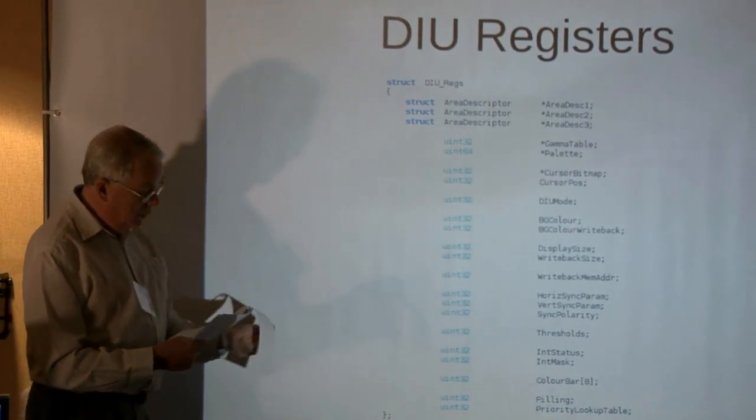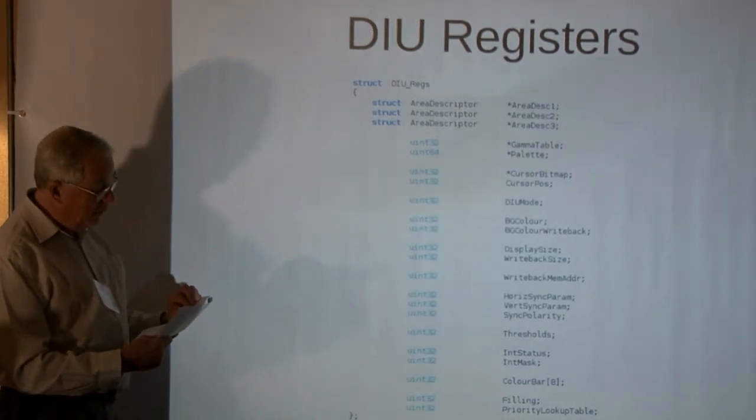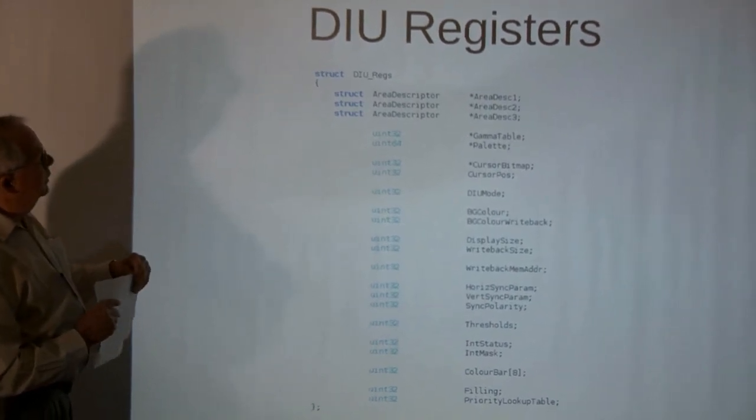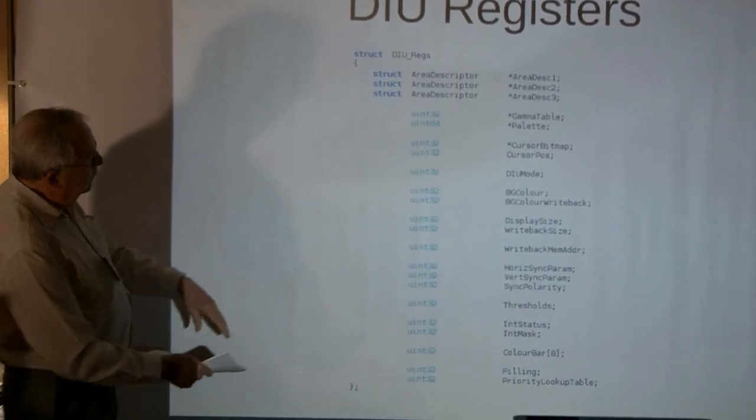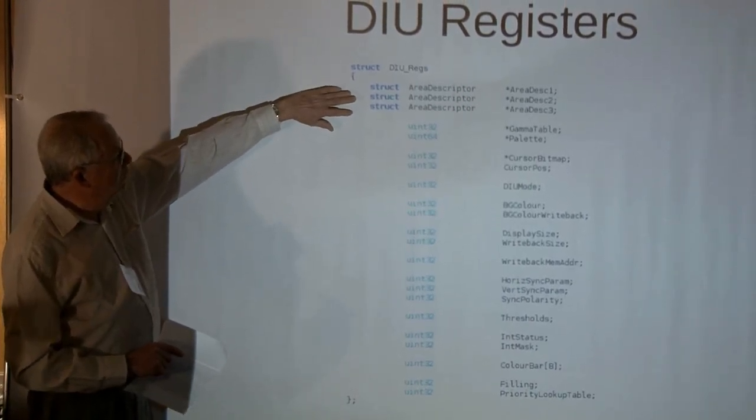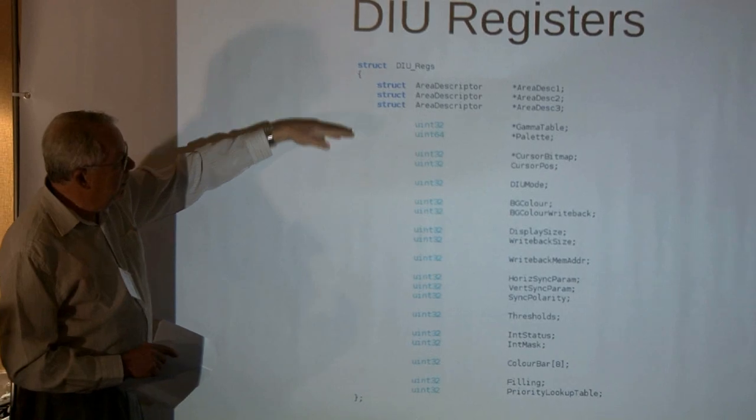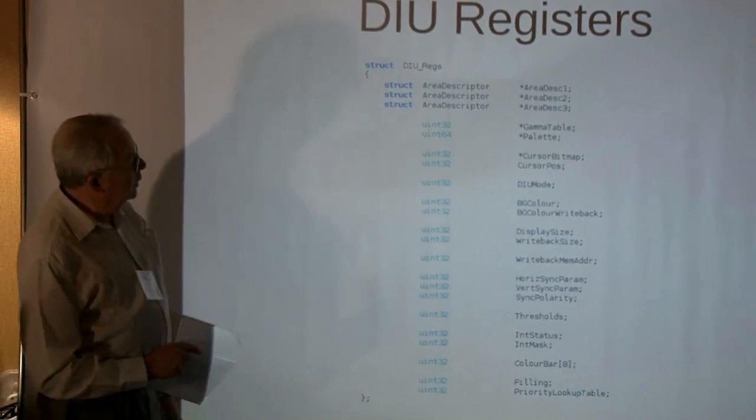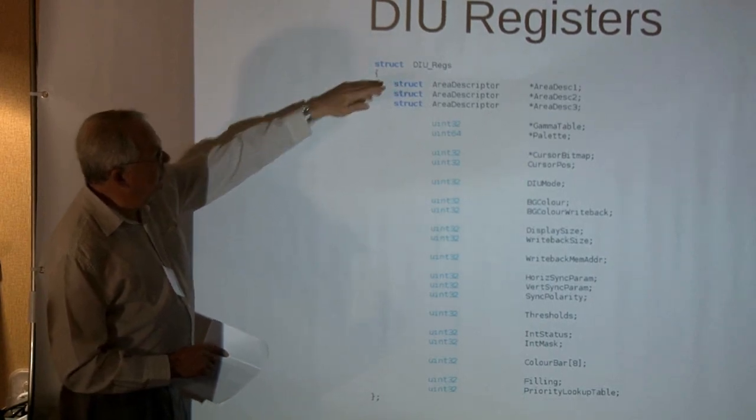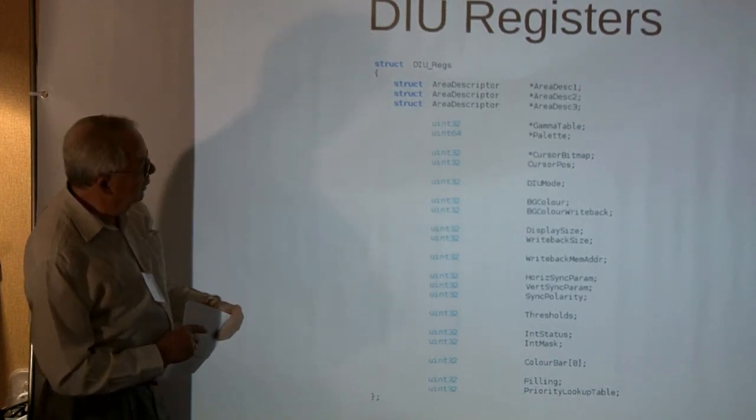Here are your DIU registers. These are the hardware registers in the DIU, and there are not many of them. You've got three so-called area descriptors, one for each of the three planes. The area descriptor for each plane is the thing which does most of the work.